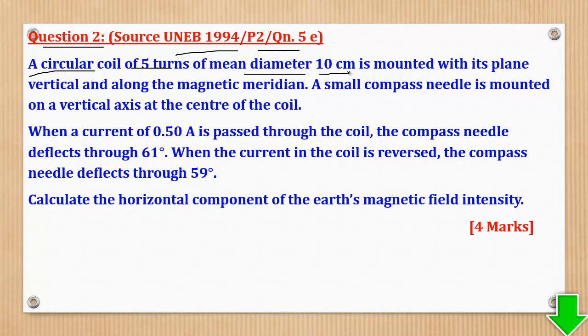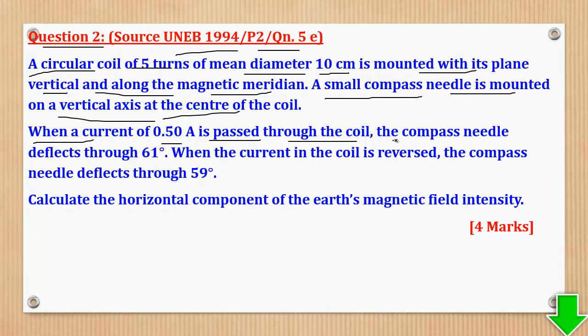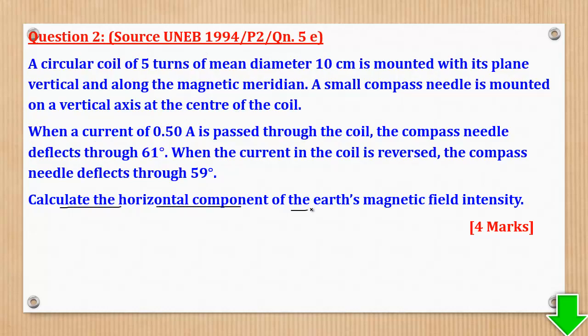of mean diameter 10 centimeters is mounted with its plane vertical and along the magnetic meridian. A small compass needle is mounted on a vertical axis at the center of the coil. When a current of 0.5 ampere is passed through the coil, the compass needle deflects through 61 degrees. When the current in the coil is reversed, the compass needle deflects through 59 degrees. So calculate the horizontal component of the Earth's magnetic field intensity.